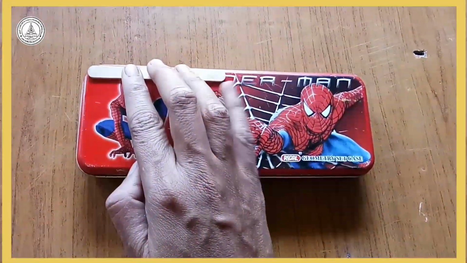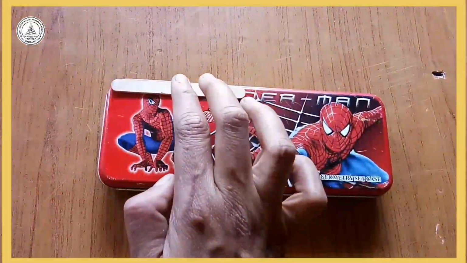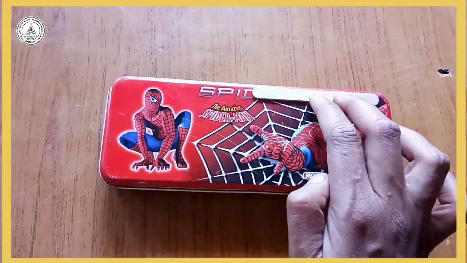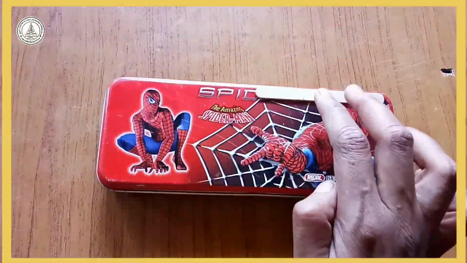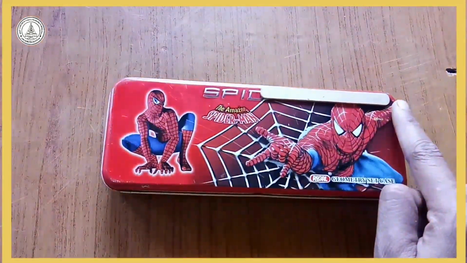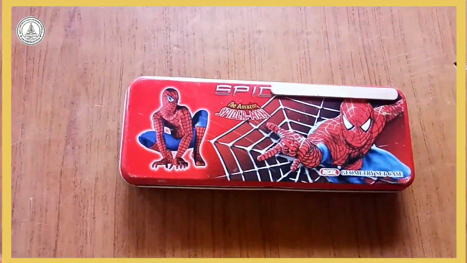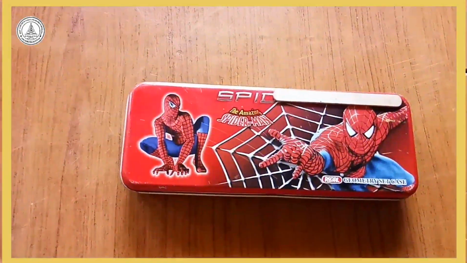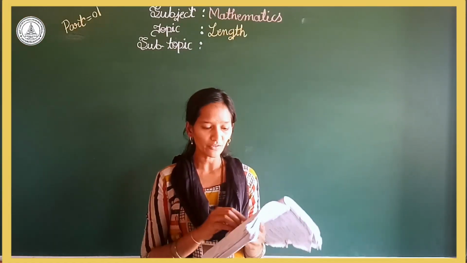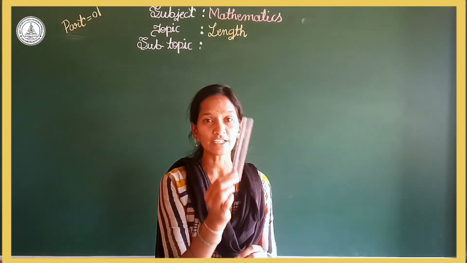See, from here to here, this is 1. The next, once again from here to here, right? Here to here it is 1. The next, from this end to this end, this is a 2. The total length of this pencil box is 2 ice cream sticks. Students, now come to the third one. The length of your ruler. So this is your ruler, right?